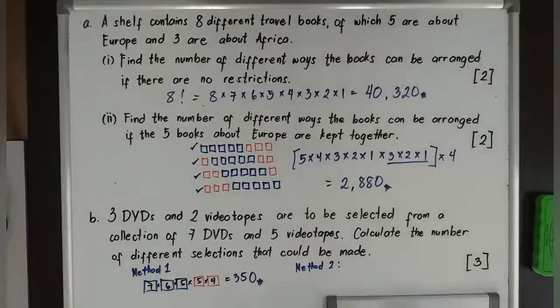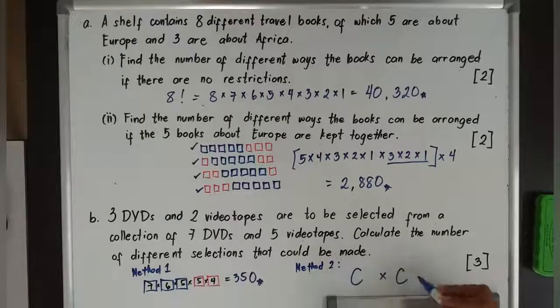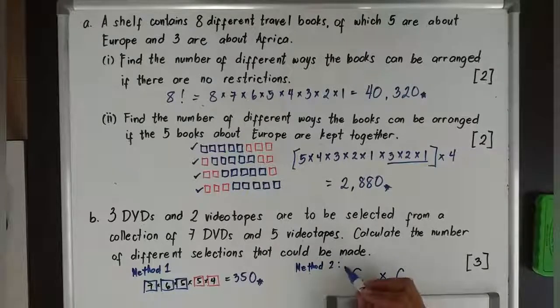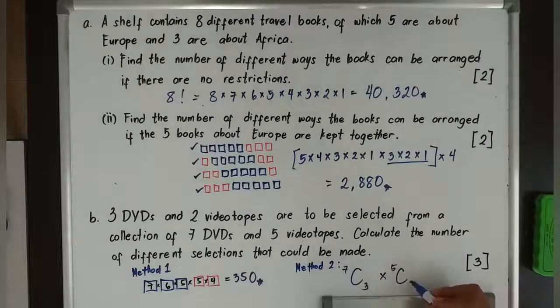Thus, we'll give you a conclusion that I need to have combination. The combination of the DVDs, you multiply it with the combination of the videotapes. How many DVDs do we have? There are 7. How many DVDs do I need to select? 3 DVDs. How many videotapes do I have? 5. I am going to select how many? 2. You encode this in your calculator, you will still get 350.